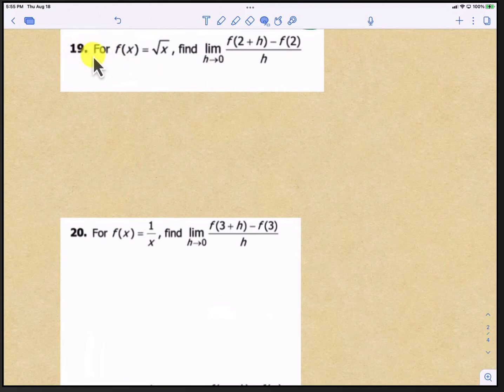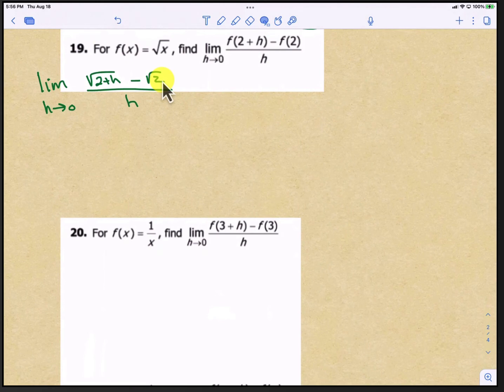Here's question 19. F of x is the square root of x. We're looking at the limit as h approaches 0 of this expression. First, let's find f of 2 plus h. Well, that's just going to be the radical, or the square root of 2 plus h. And then f of 2 is going to be the square root of 2. So that's what we have on the top.